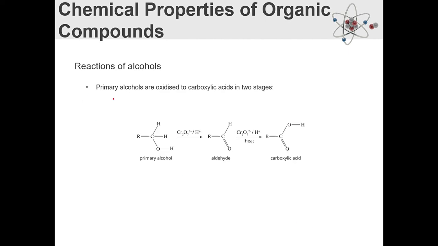Now, primary alcohols are oxidized to carboxylic acid in 2 stages. What happens is we add an oxidizing agent, aka something with a lot of oxygens like chromate, and we expose the primary alcohol to it. When it oxidizes, it becomes an aldehyde. When it's allowed to oxidize even further, it becomes a carboxylic acid. Right? So alcohol, leave it in the oxidant soup for a while, it becomes an aldehyde, and then when you leave it for even longer, it becomes a carboxylic acid.